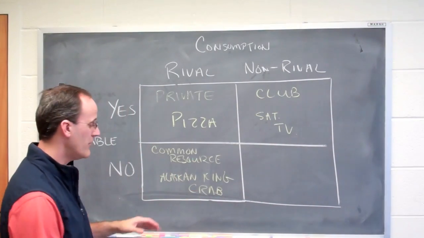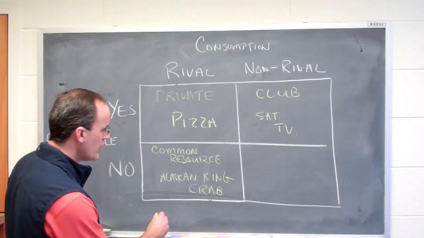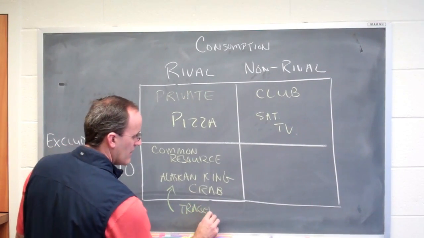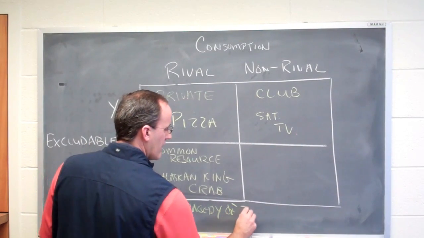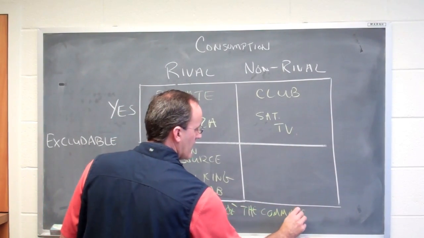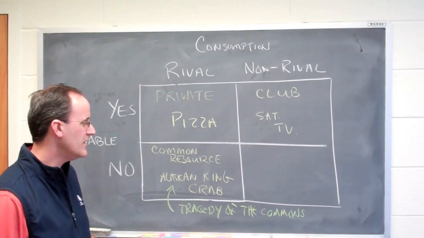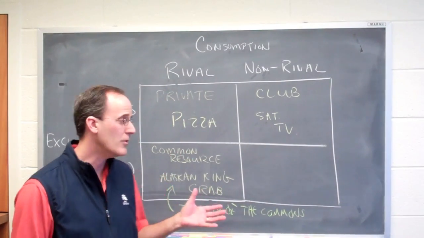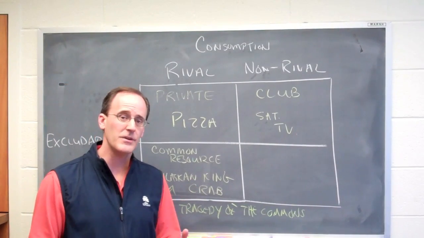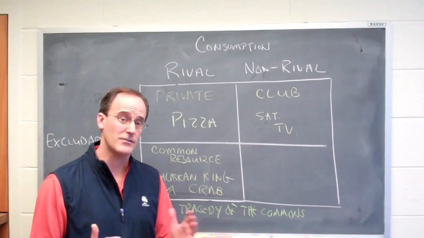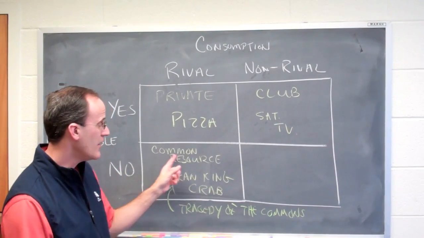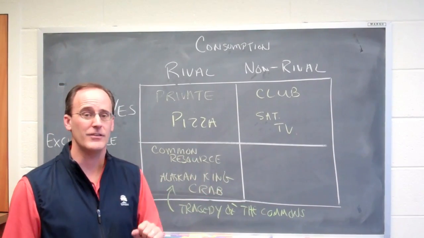This leads to a phenomenon that's very important. It's called the tragedy of the commons. The tragedy of the commons is the idea that the individual incentives of the boats to capture the crabs can often lead to a particular species becoming extinct or exhausted. That could happen with Alaskan king crabs if those common resources are not managed effectively.